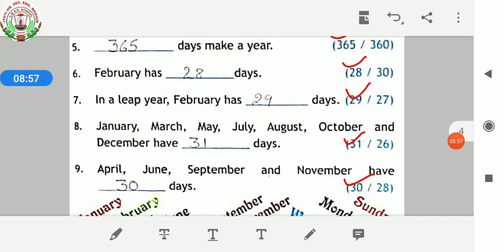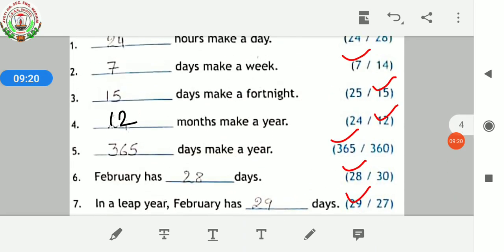Okay, now next, April, June, September and November have dash days. So in the option it is given 30 or 28. So you have to tick over 30 and in the blank you have to write 30. So April, June, September and November have 30 days.